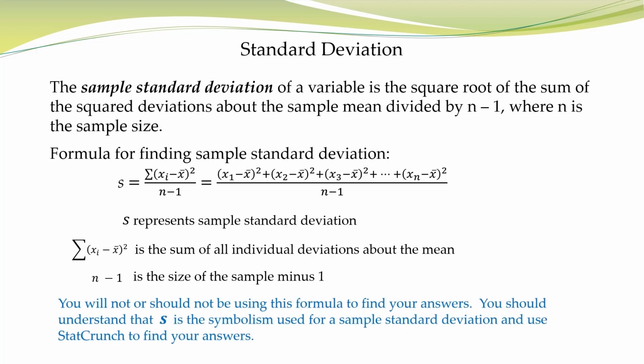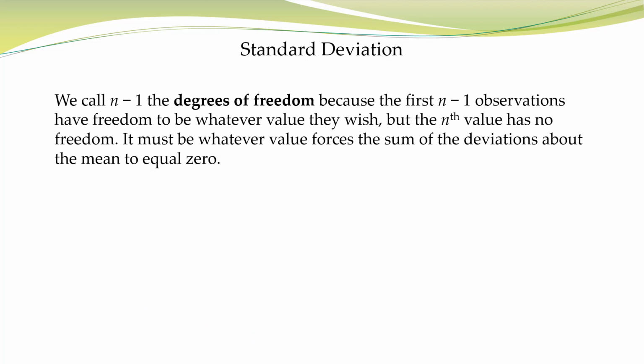Again, you're not going to use this formula. You should use StatCrunch, but understand that s is the symbolism for sample standard deviation. We call n minus 1 the degrees of freedom because the first n minus 1 observations have freedom to be whatever value they wish, but the nth value has no freedom. It must be whatever value forces the sum of the deviations about the mean to equal 0.